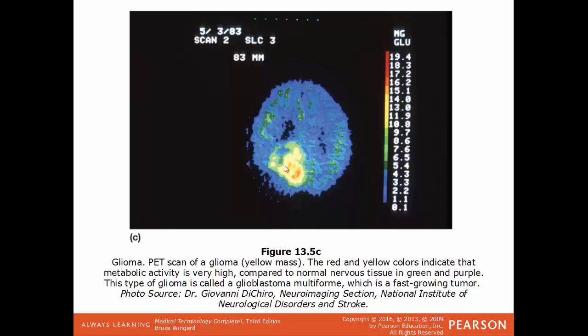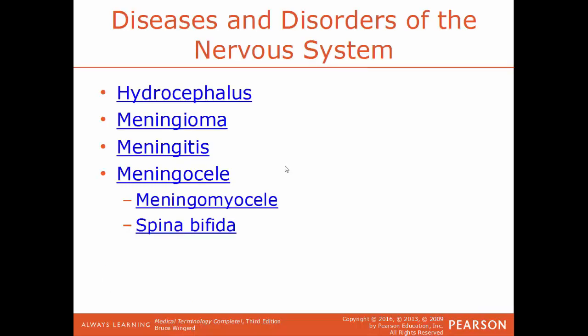That yellowish color indicates a very high rate of metabolic activity. Hydrocephalus, also known as water on the brain, is a condition where you have a fluid buildup in the brain itself, typically in younger children.